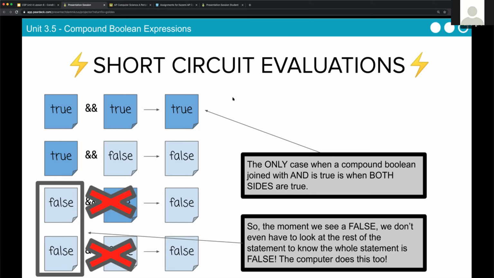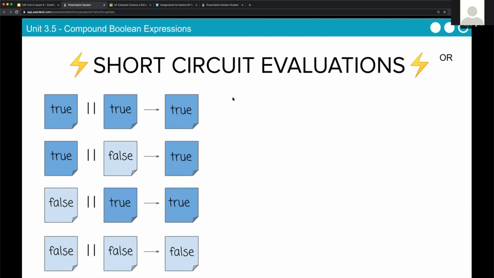We can also do the same thing with an or statement, but it's a little bit different. Let me know if I'm going too fast, by the way.